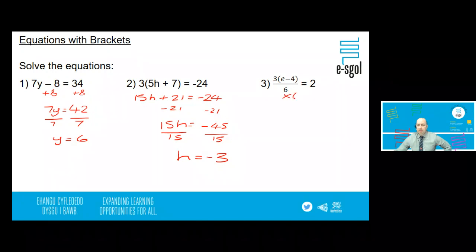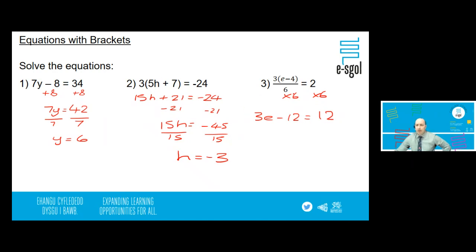And then the last one on this slide, all of this top bit is divided by 6. So if I multiply by 6, that will get rid of that divide by 6. But I do that both sides. And you know what, I'm going to cheat a little bit here. I think I'll expand the top at the same time. So I'm going to do 3 times e, which is 3e, and 3 times minus 4, which is minus 12. And at the same time, I'm multiplying this 2 by the 6, and I'm getting 12 on that side. So I've kind of done 2 steps in one there because I'm conscious of time. I expanded the top, I've multiplied both sides by 6.